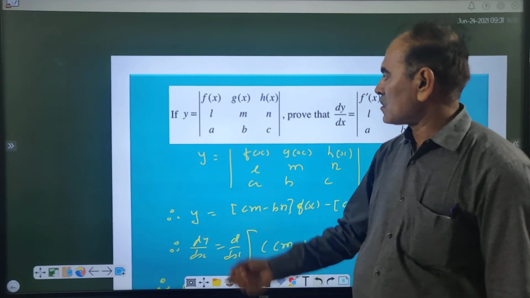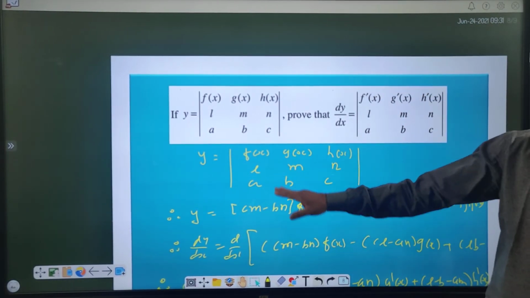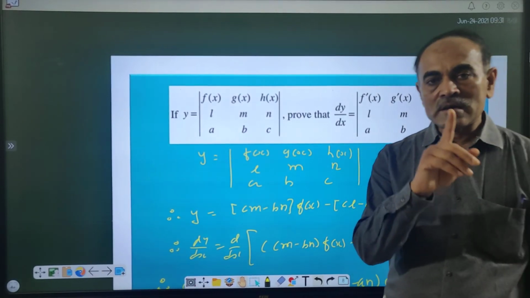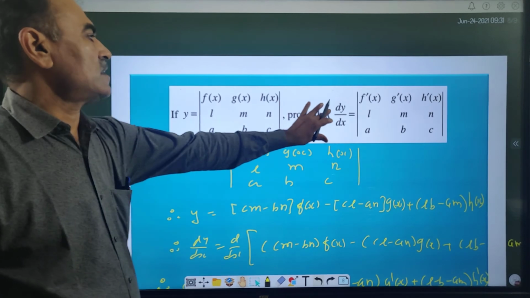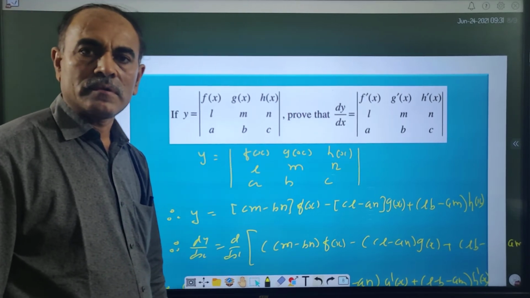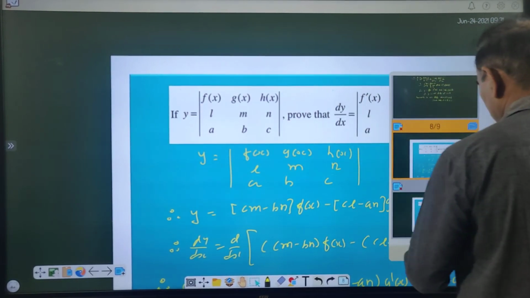If the first and second rows are constant, then what will you do? First of all, expand it in this way. Now in case of an MCQ, you can use this standard form directly also. See? Yes. Now next one.